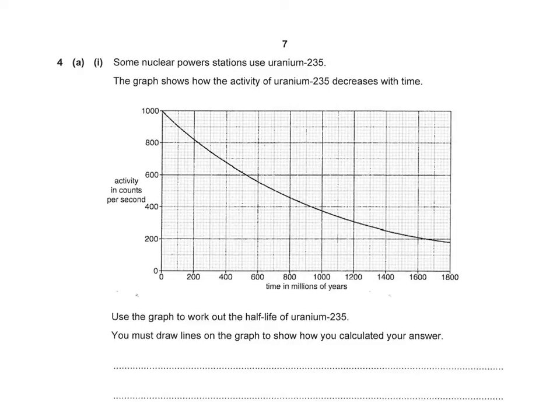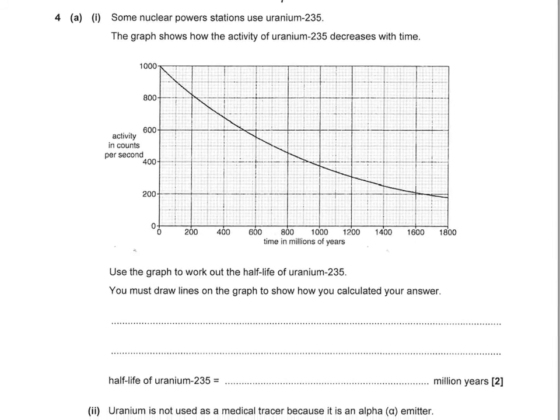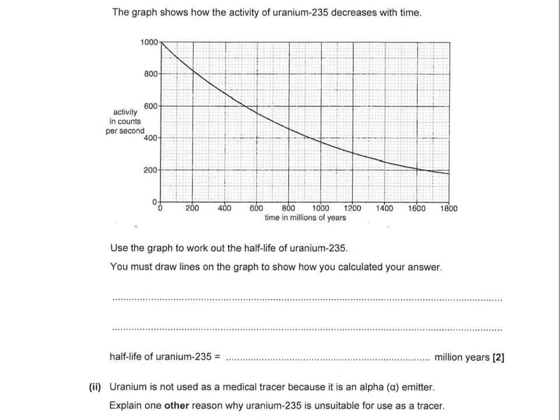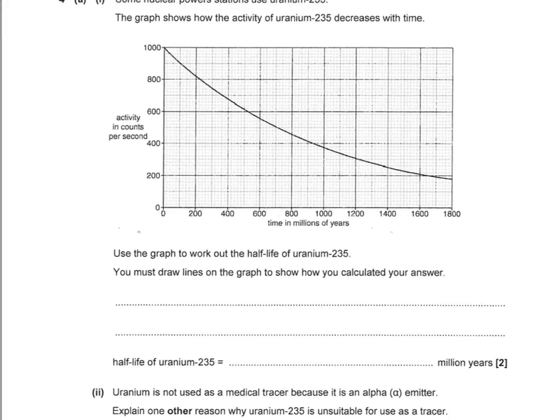Some nuclear power stations use uranium-235. The graph shows how the activity of uranium-235 decreases with time. Use the graph to work out the half-life of uranium-235. You must draw lines on the graph to show how you calculate your answer.